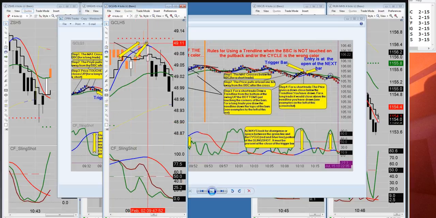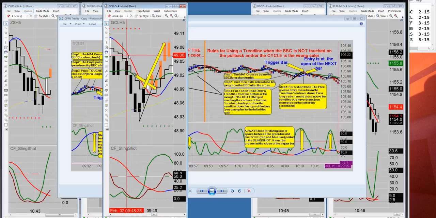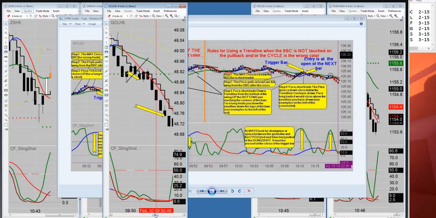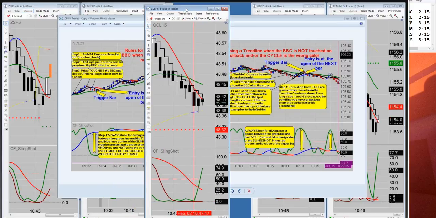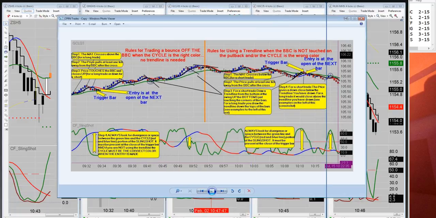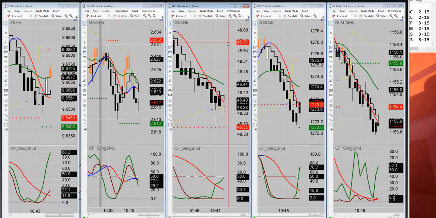Trailing your stop is the same thing. Stop to break even after 4 ticks profit, or close on the other side of the MA1. All that is the same. So those are the trade setups. That's all there is to it. Any questions about all that?